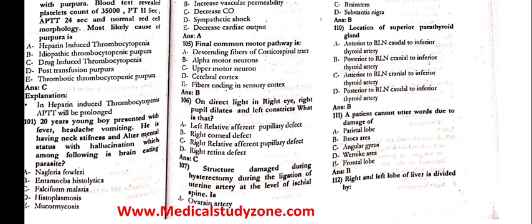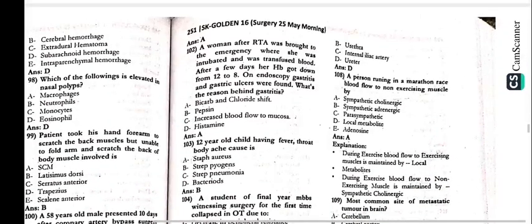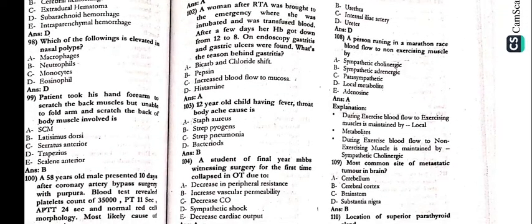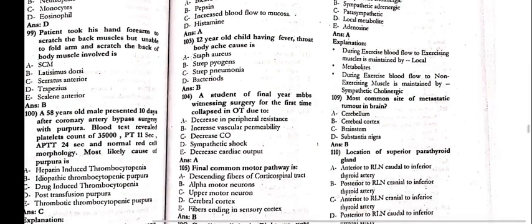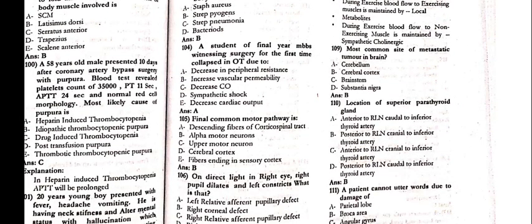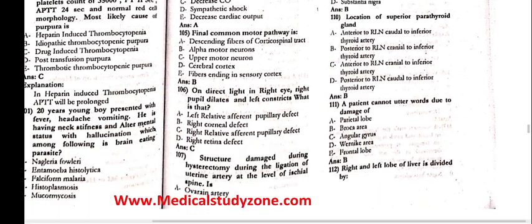Next, 107, the structure damaged during the hysterectomy, during the ligation of the uterine artery at the lower level of the ischial spine, would be delta, that is ureter. 108, the person running in the marathon, blood flow to the non-exercising muscle is by the sympathetic cholinergic. Next, 109, most common site of metastasis tumor in the brain is the beta cerebral cortex.